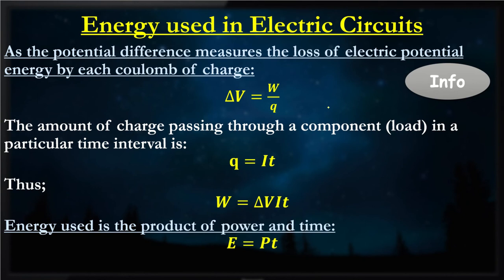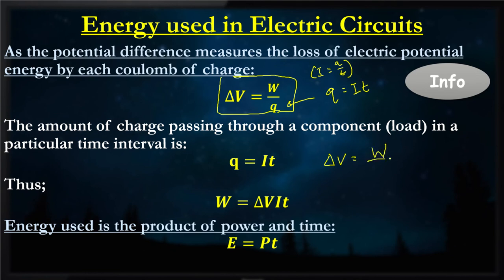Another thing we can work out is how much energy is used over a period of time. So we know that potential difference is the work to move a charge. Now we also know that charge is derived from the equation that a current is just how many charges are going through the circuit over a period of time. So if I substitute charge, that I times t, into this equation here, I get that the potential difference is equal to work done divided by current times time.